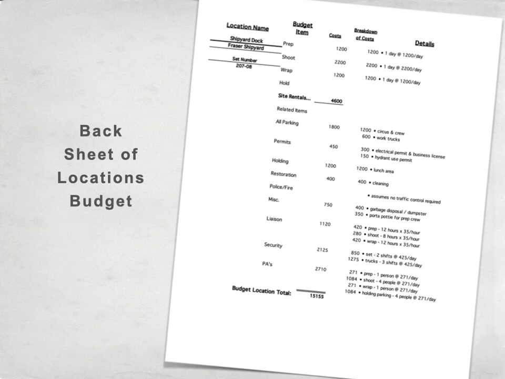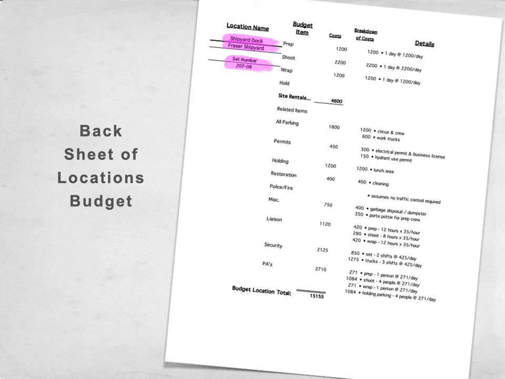Here's a sample of the back sheets that provide a breakdown of each location in this budget. This one is for Shipyard Dock. You can see that it provides a place to record the name of the actual location should you know that information. Most likely this would be filled in on the final version of your budget. The set code is also included here for ease of reference.